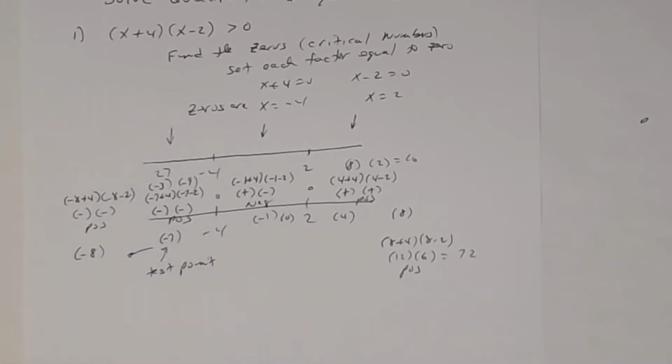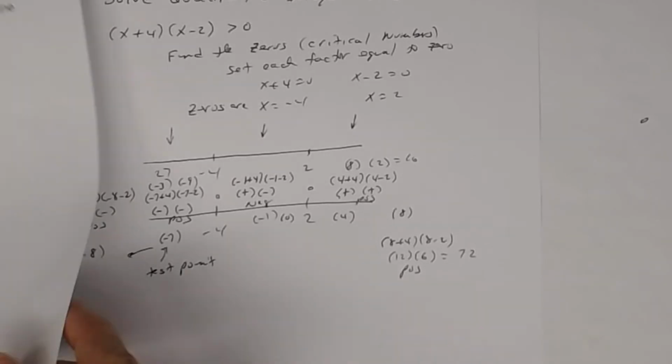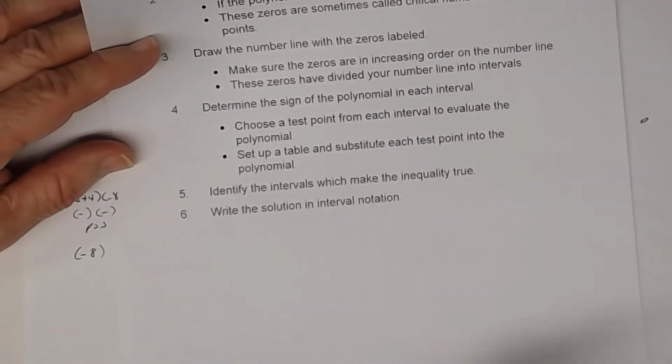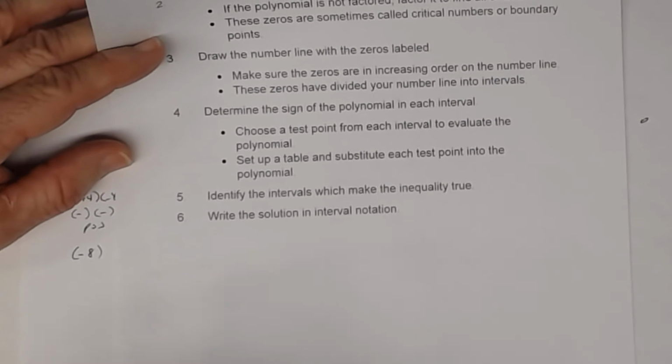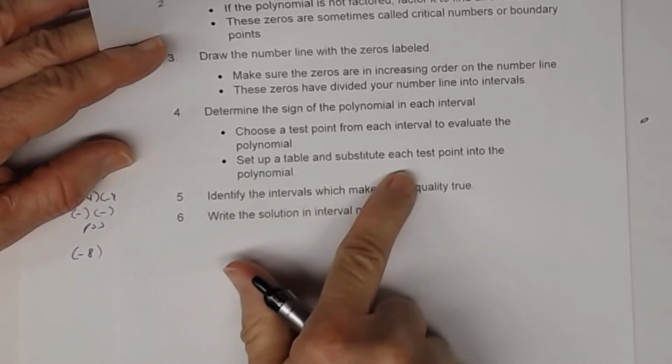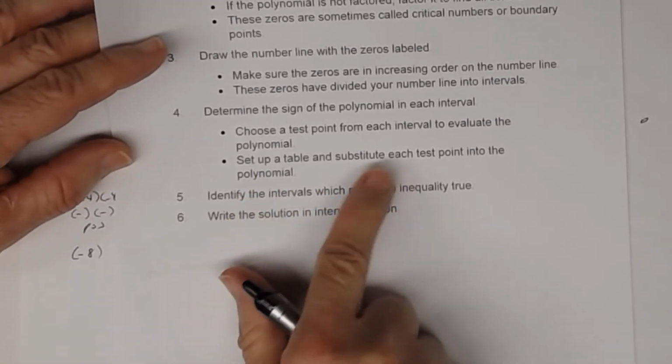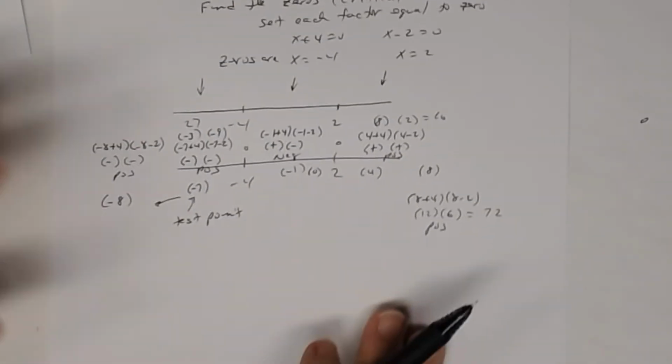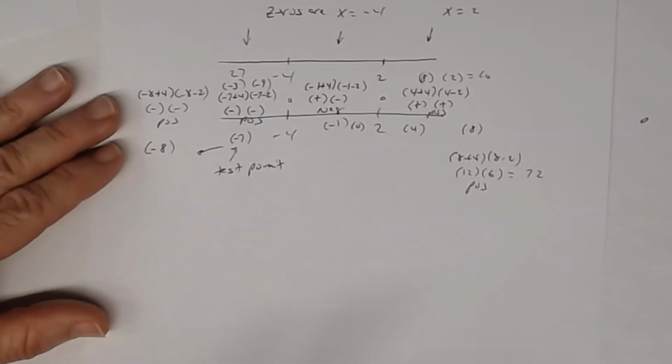Once you get to that point, you're almost done. You are almost done. Okay, so here is step 5. Oh, by the way, you see where it says set up a table and substitute each test point into the polynomial? Here's another way you could do it.